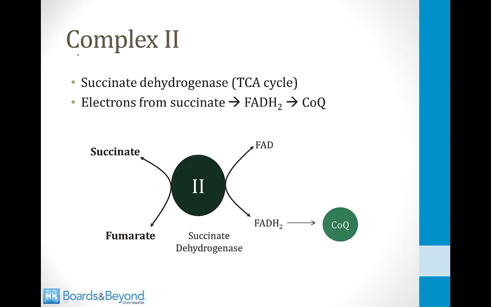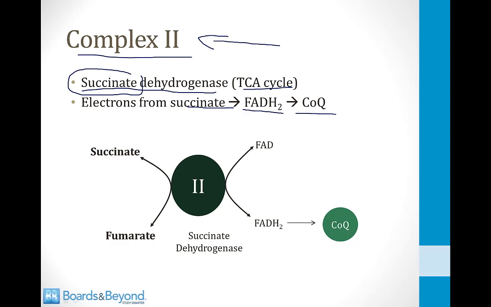Now let's talk about complex 2 of the electron transport chain. Remember that everything has two names, and the other name for complex 2 is succinate dehydrogenase, and that's because it's an enzyme involved in the metabolism of succinate as part of the TCA cycle. This enzyme serves dual purposes. It's part of the electron transport chain as complex 2, and it's also part of the TCA cycle. It transfers electrons from succinate to FADH2, which can then go to coenzyme Q.